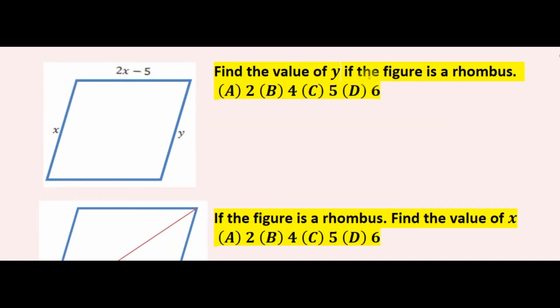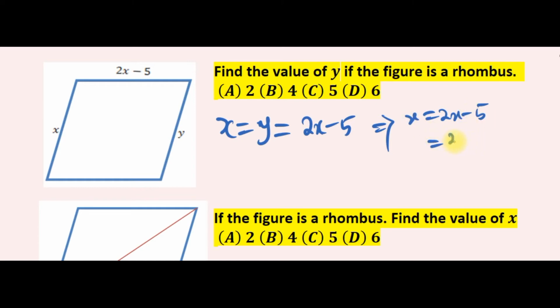We have to find the value of y if the figure is a rhombus. In a rhombus, all the sides are congruent, so they are all equal. So I'm saying that x must be equal to y, and it must be equal to 2x minus 5. So let's solve this one first. x equals 2x minus 5, so 2x minus x is 5. So x is 5.